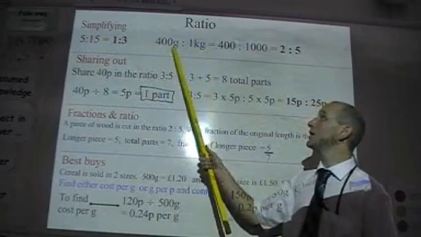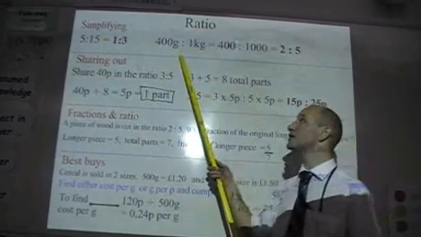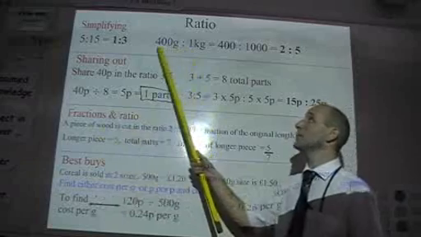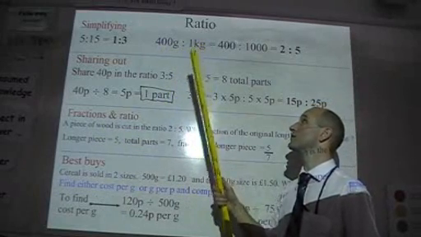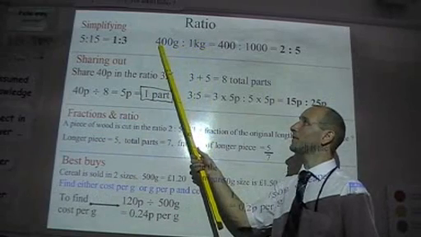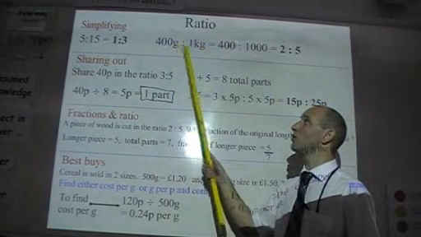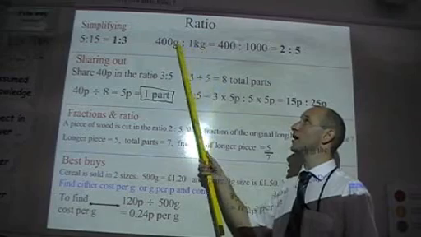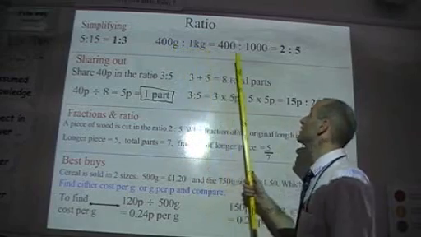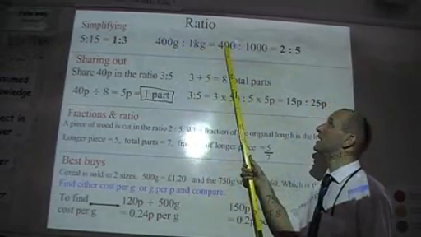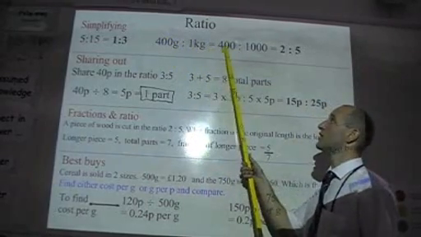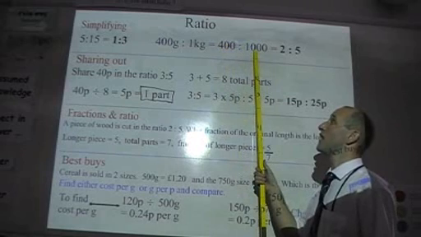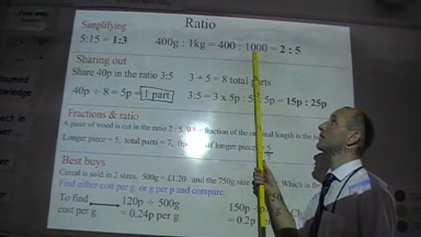Here, what they're doing might be based around a recipe type question, saying maybe I've got 400 grams of butter to 1 kilogram of caster sugar or something. What I need to do is make sure the units are the same. I can't have grams to kilograms, so I change them both to be out of grams. So 400 grams to 1 kilogram is the same as 400 to 1,000. 1,000 grams in a kilogram.